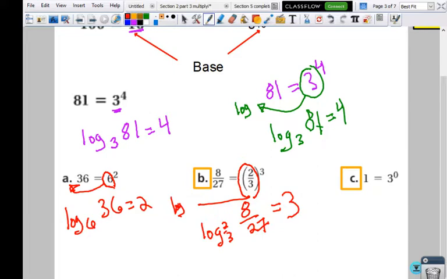Alright, start at part C. You need to have a base right there. It's going to be log base 3 of 1 equals 0.